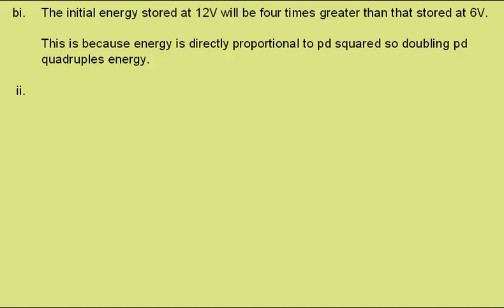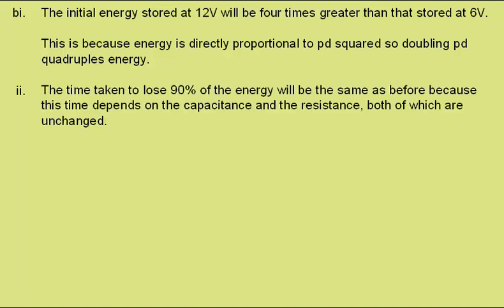In part 2, we need to state and explain the effect of the higher initial potential difference on the time taken for the capacitor to lose 90% of its original energy. Well, the time taken to lose 90% of the energy will be just the same as before, because this time depends on the capacitance and the resistance, both of which are unchanged.